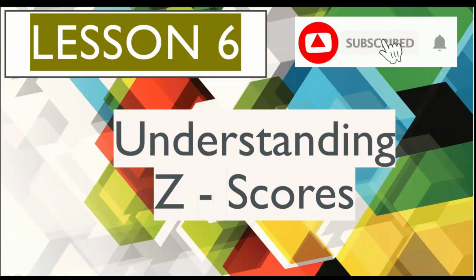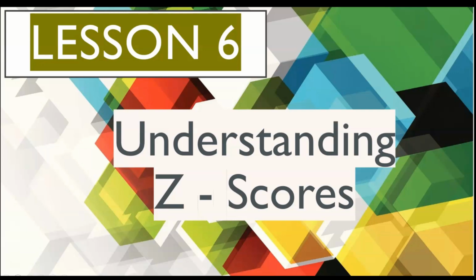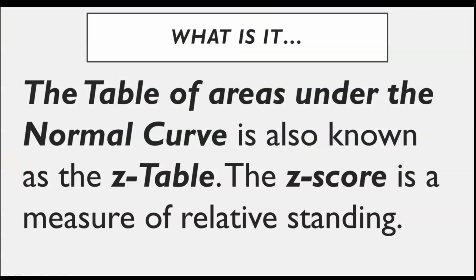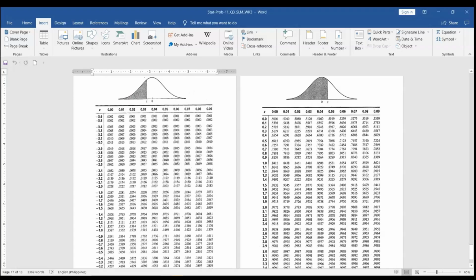Lesson 6, Understanding Z-Scores. In this lesson, we're going to learn a new way to interpret the normal probability distributions using the Z-scores. What is it? The table of areas under the normal curve is also known as the Z-table, and the Z-score is a measure of relative standing. This is what a Z-table looks like.